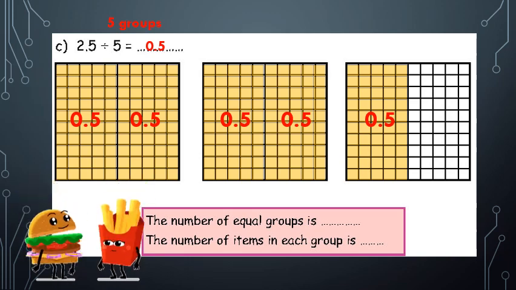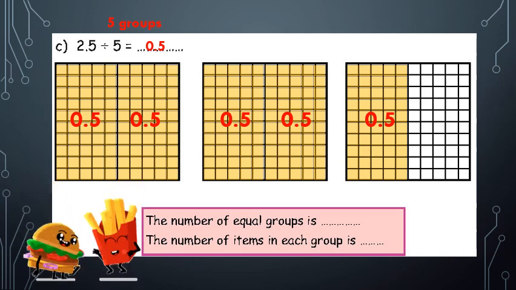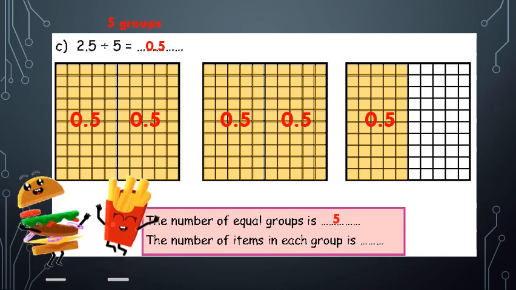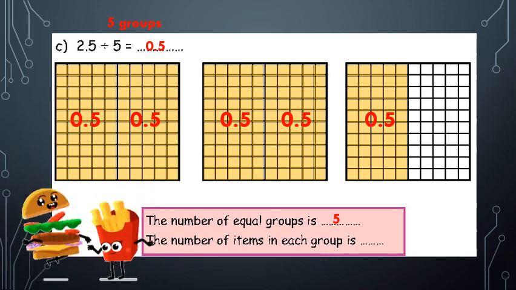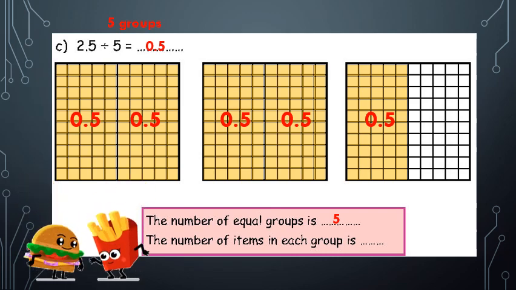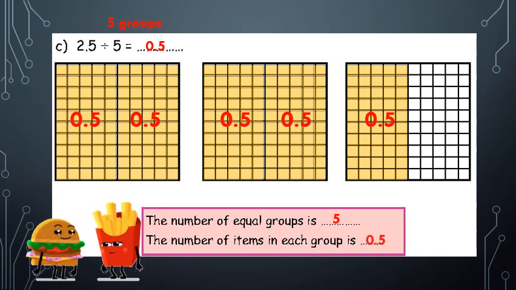5 tenths. The number of equal groups is 5. We divide it into 5 groups, 5 equal groups, and the number of items in each group is 5 tenths.